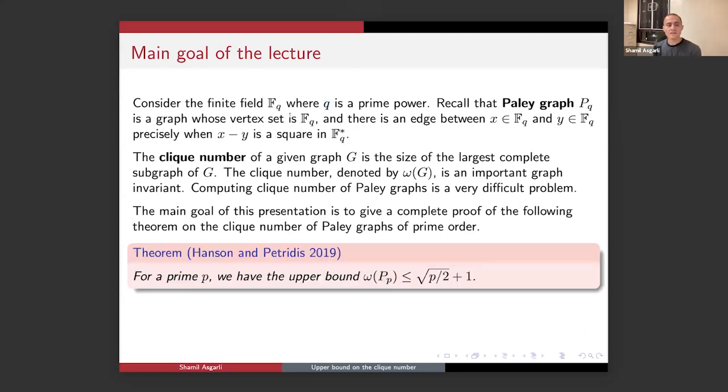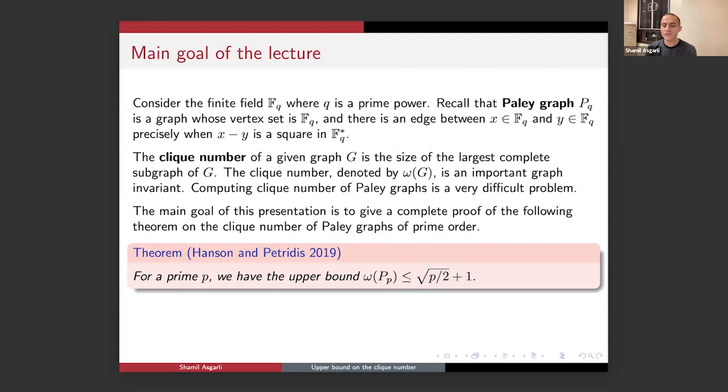And here's the result. If p is prime, then we have the following upper bound. The clique number of the Paley graph of order p, where p is prime, is at most square root of p over 2, plus 1. This is a very interesting result, and it's the currently best known upper bound on the clique number for a general p. Of course, for a specific p, you can use a computer and you can improve this bound.